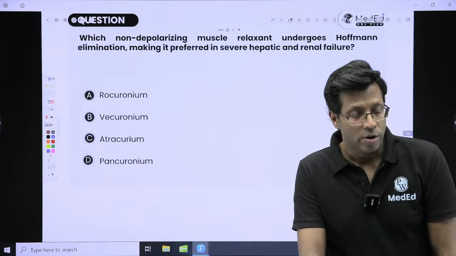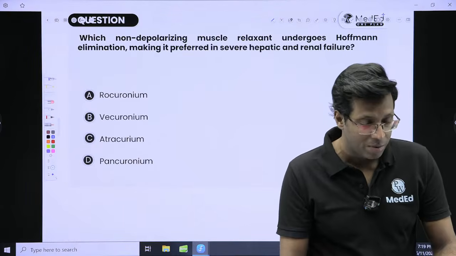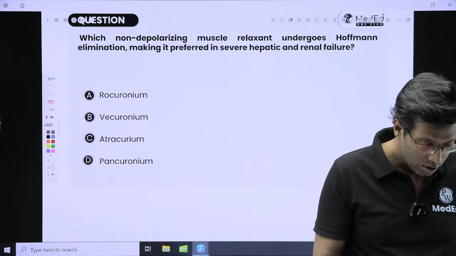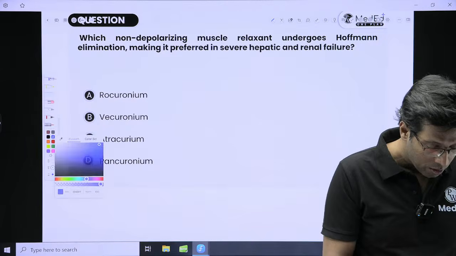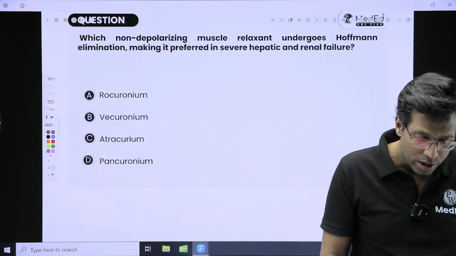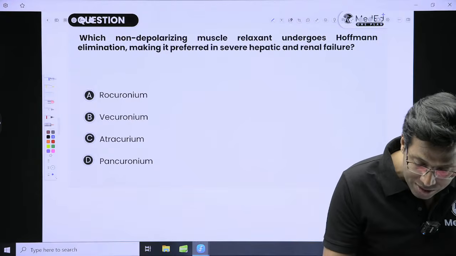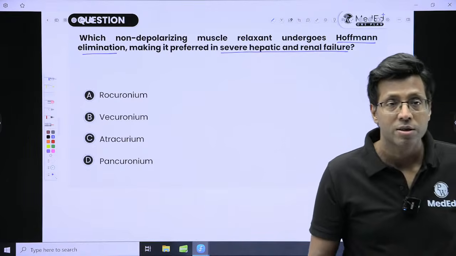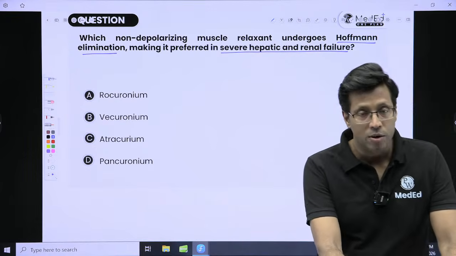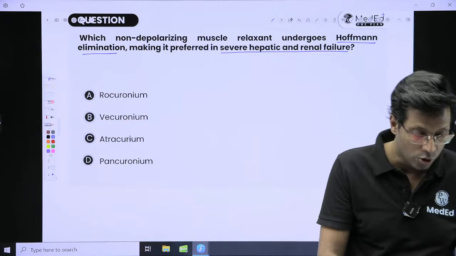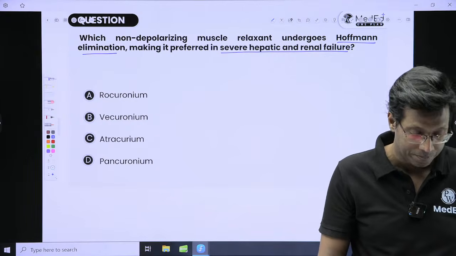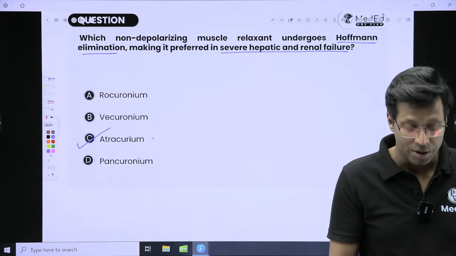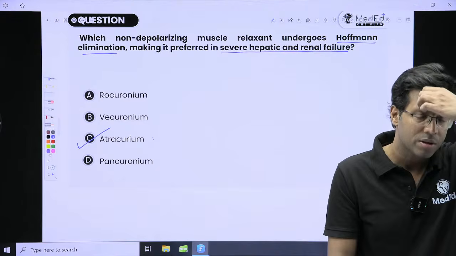Next, which non-depolarizing muscle relaxant undergoes Hoffman's elimination, making it preferred in severe hepatic and renal failure? Is it rocuronium, vecuronium, atracurium or pancuronium? What would you prefer? Correct. Absolutely correct. Atracurium. This undergoes Hoffman's elimination. Everyone has given the correct answer.